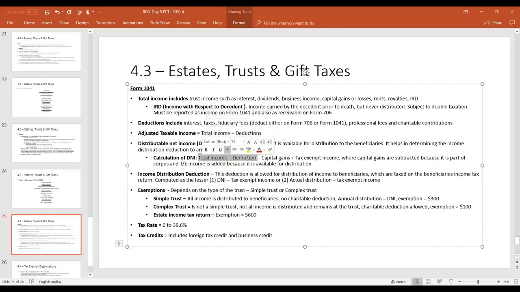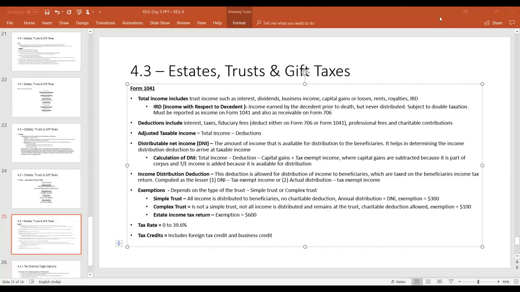So say you start with your adjusted taxable income. To that you reduce your capital gains, because that is not subject to distribution. It is part of the corpus. And to that you add your tax exempt income, because even though it is not taxable, it is available for distribution. Okay, so now once you've computed your DNI, then you figure out what your IDD is, your income distribution deduction.